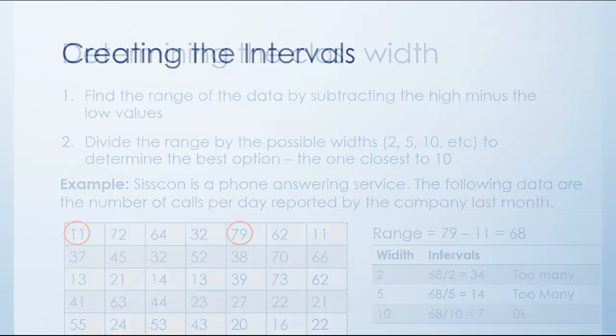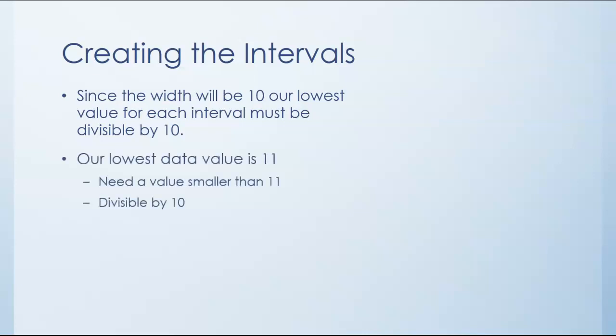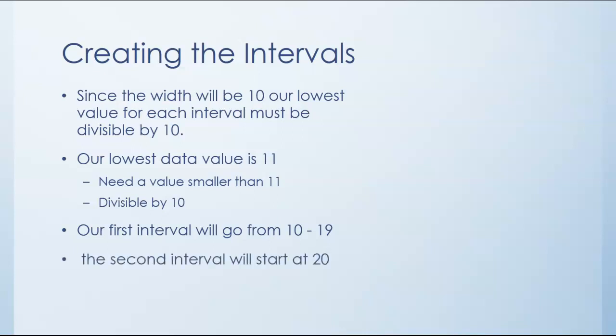So now let's talk about how we actually put this together. So we're going to create the intervals. Since the width is going to be 10, our lowest value needs to be divisible by 10. Now remember, our lowest data value that we had was 11. So we need a value smaller than 11 that is still divisible by 10. So that's going to be from 10 to 19. Notice it didn't go to 20 because remember, 20 needs to be the start of my next interval, because my next interval's lowest value has to be divisible by 10. So that's why my interval stops at 19, and my second interval is going to start at 20.